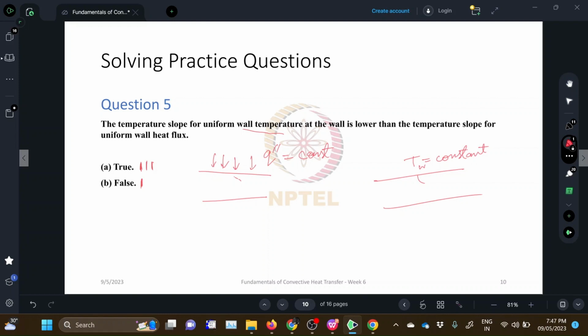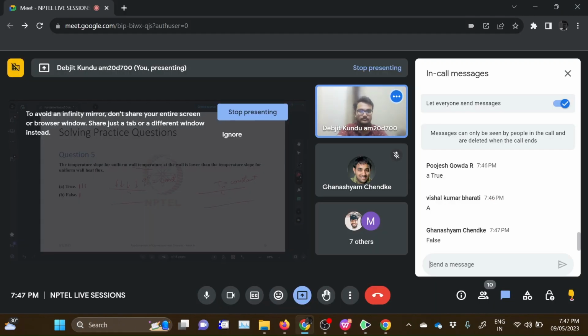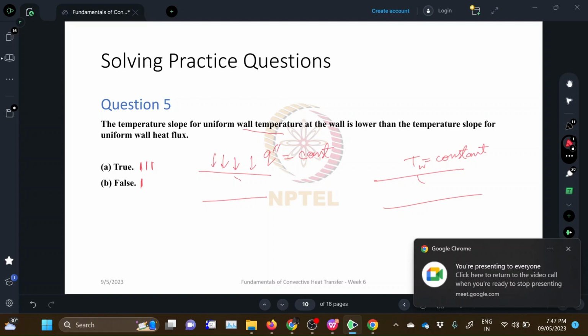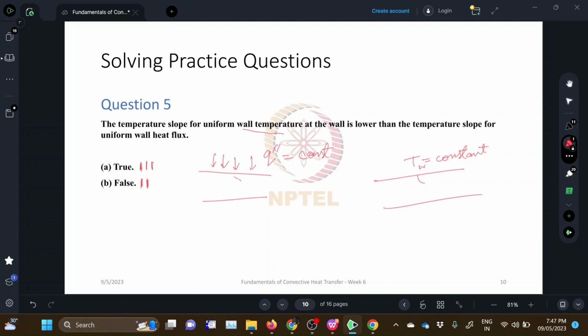Question number 5 of today's session is asking us that the temperature slope for uniform wall temperature at wall is lower than the temperature slope for uniform wall heat flux. Is this statement true or is it false? Another one says it's false. Pretty divided crowd on this one.